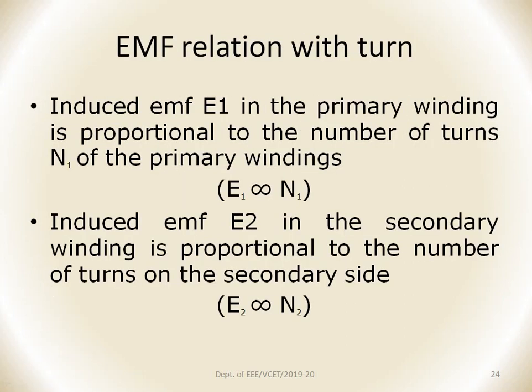EMF relation with the turns. This can be put into a simple statement: they are directly proportional. Depending upon the number of windings, you can find the EMF induced in the primary and secondary, where E1 and E2 are the EMFs induced in the primary and secondary, and N1 and N2 are the numbers of turns wound on the primary end and the secondary end. Based on this only, we say that a step-up or step-down operation can be obtained.